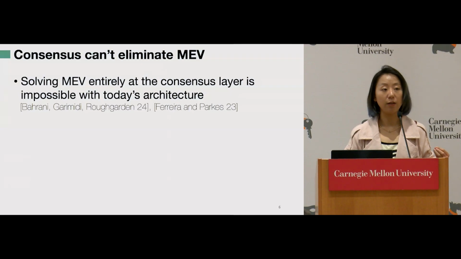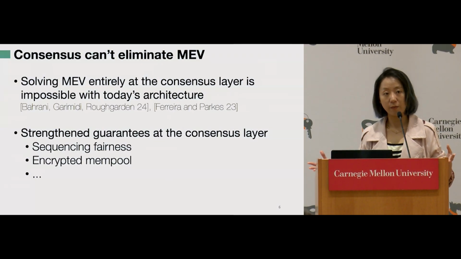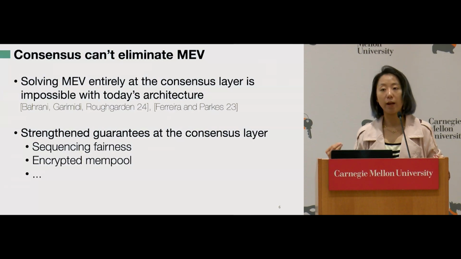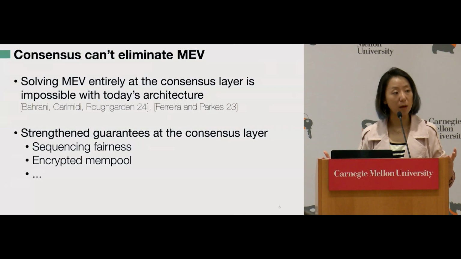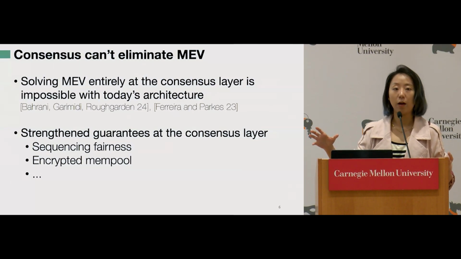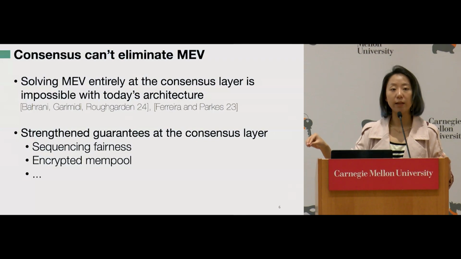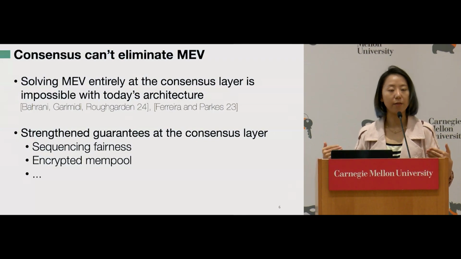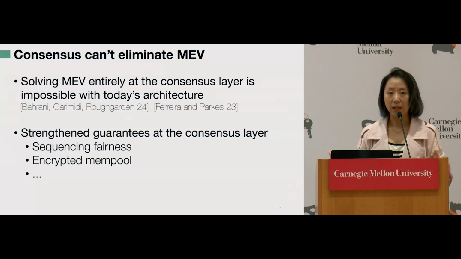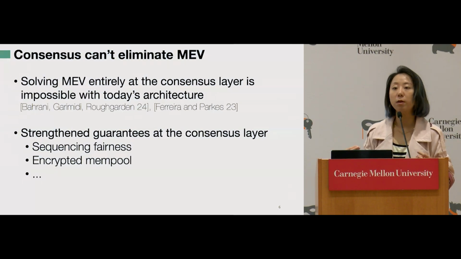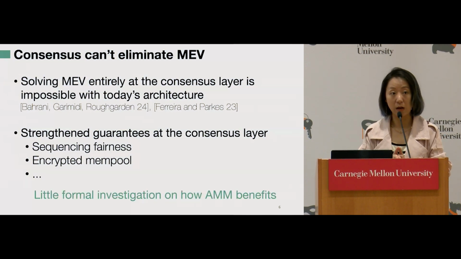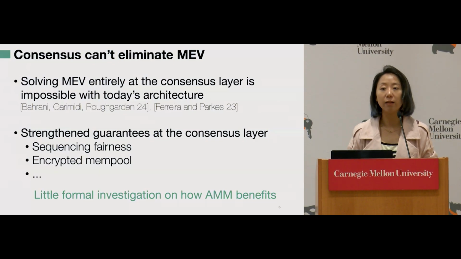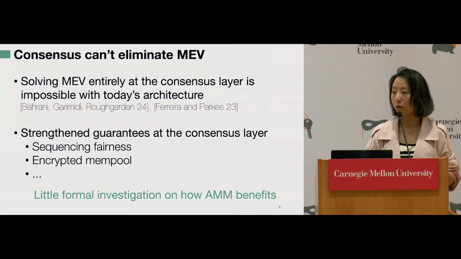Meanwhile, there are many efforts trying to achieve strengthened guarantees at the consensus layer. For example, sequencing fairness, which guarantees approximately fair ordering of the transactions within a block, or encrypted mempool, which tries to hide the actual content of a transaction, so miners cannot look at the actual content of my buy apple transaction and decide their strategies. It is widely believed that these strengthened guarantees can help mitigate MEV. But little formal investigation has been put into the analysis of how applications like AMM can actually benefit. What exactly are the formal guarantees we can get from these strengthened properties?